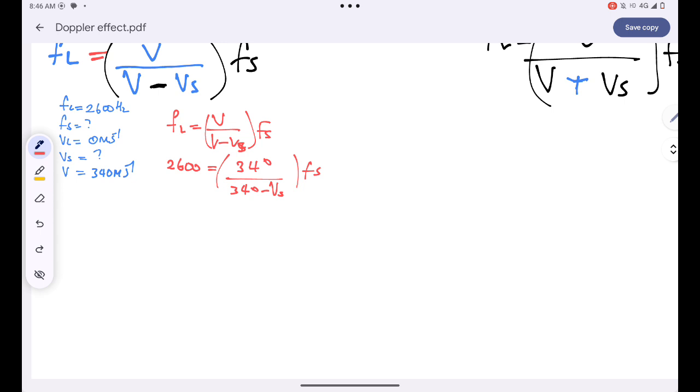I can just cross multiply. I'll simply have 2600 multiplied by 340 minus Vs. This is equal to 340 multiplied by the frequency of the source. And this will be my first equation. Are you together?